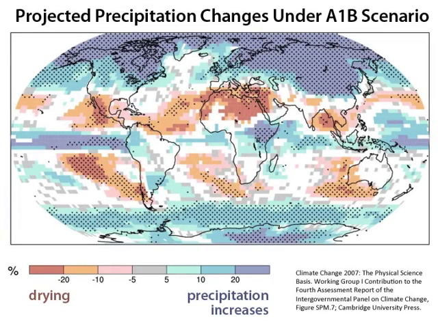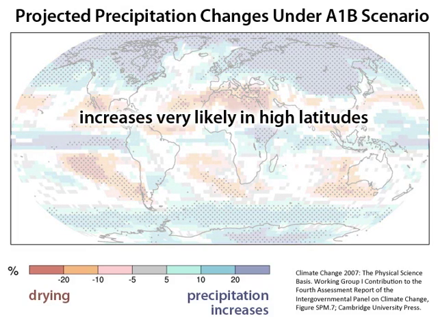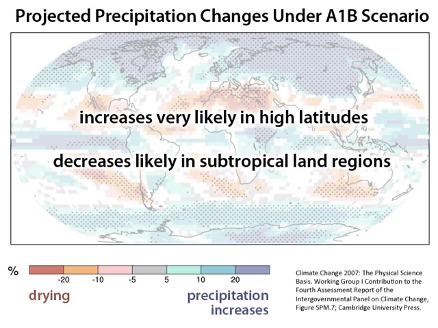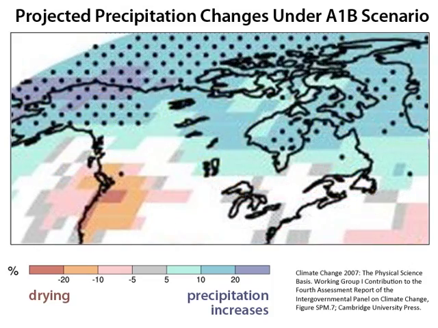Now that we have some idea of how global temperatures might change, let's look at how precipitation, another important aspect of climate, is projected to change. The Intergovernmental Panel on Climate Change projects that precipitation increases are very likely in high latitudes, and that decreases are likely in subtropical land regions. These changes will have substantial impacts in British Columbia and internationally.